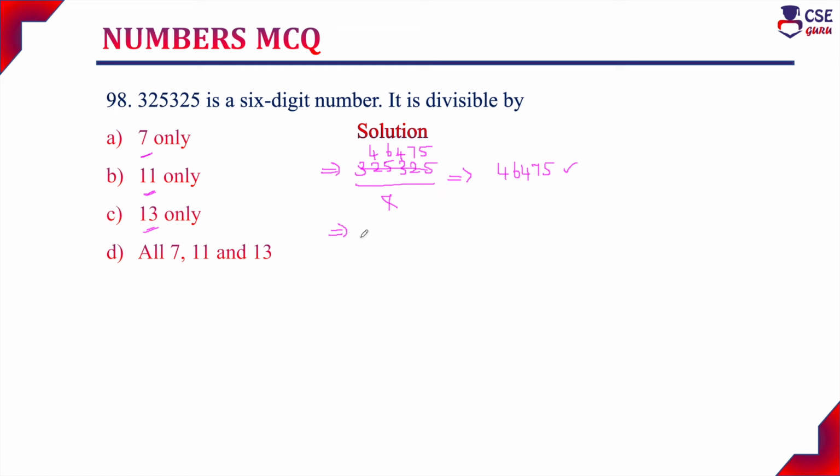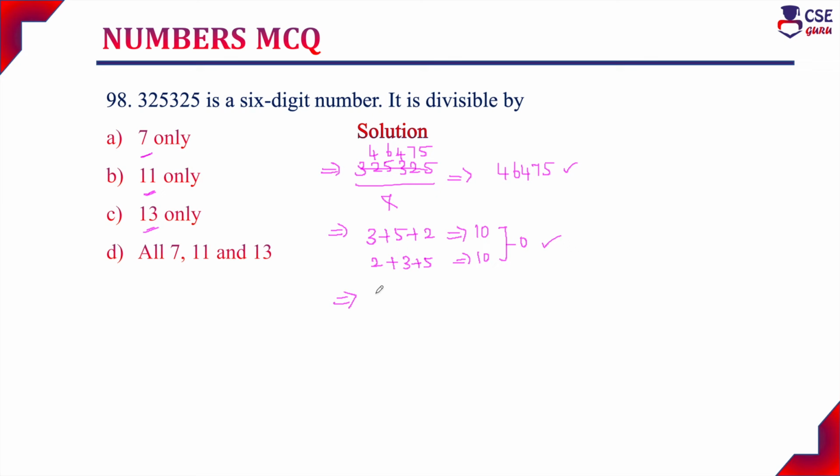And for divisibility by 11, if you are checking, the sum of odd-place digits minus the sum of even-place digits should be either 0 or divisible by 11. So the sum of odd-place digits is 3 plus 5 plus 2, which is 10. And the sum of even-place digits is 2 plus 3 plus 5, so it is also 10, and the difference we get is 0. So it is divisible by 11.